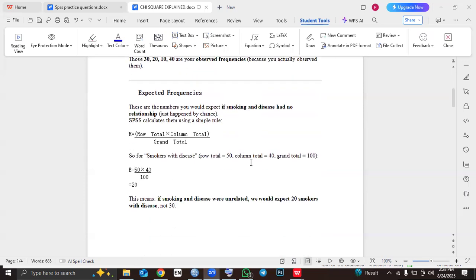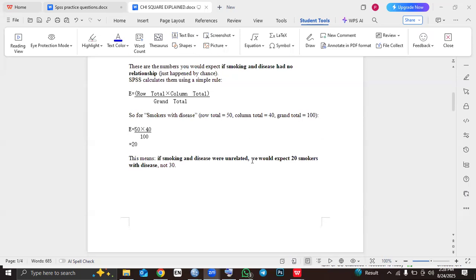The expected frequencies, however, is what we would expect if smoking and the risk of getting the disease had no relationship. To put it in another way, the expected frequencies will be the numbers that we would expect if the chances of you smoking is not related to getting lung disease. So assuming you smoked and you got the lung disease, then we can say that the chances just happened out of coincidence.